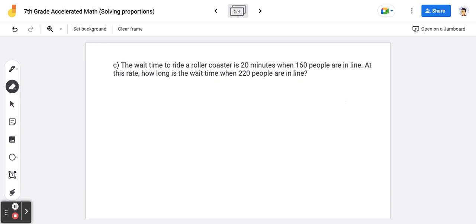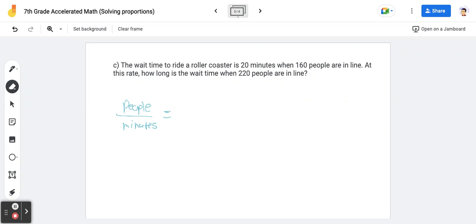The wait time to ride a roller coaster is 20 minutes when 160 people are in line. At this rate, how long is the wait time when 220 people are in line? All right, so let's identify a few things. First off, let's write out a ratio here in words. So let's go minutes over people. I know it's usually the other way around. Now let's write it the other way around. Let's go people per minute. People and minutes. Shouldn't make a difference, but as long as we're consistent.